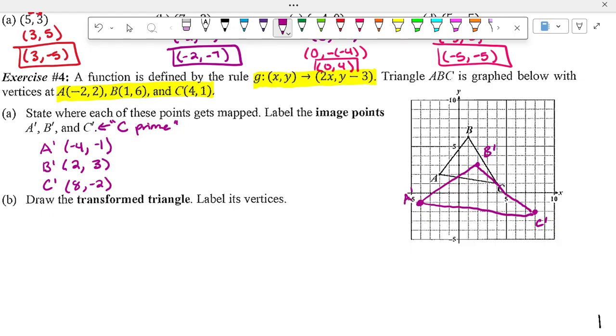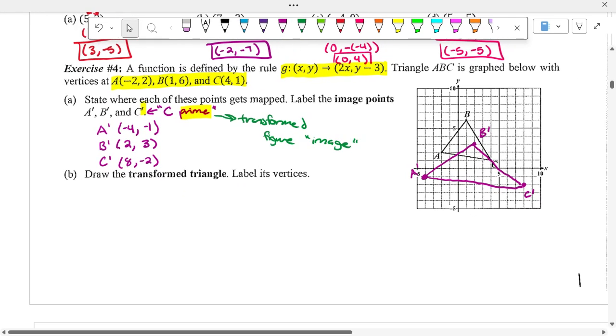So again, pretty much nothing new. The only thing that's new is the terminology. So just know that if you see a prime, that's what we use to denote the transformed figure. So prime, specifically in geometry, represents the transformed figure, which we also call the image. So what we start with is called the pre-image. All right. Any questions on exercise 4?